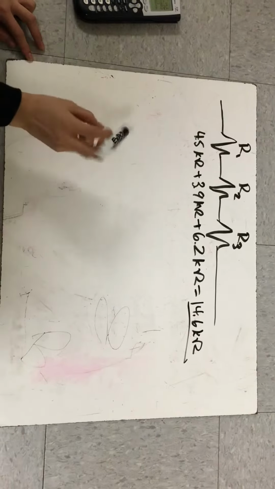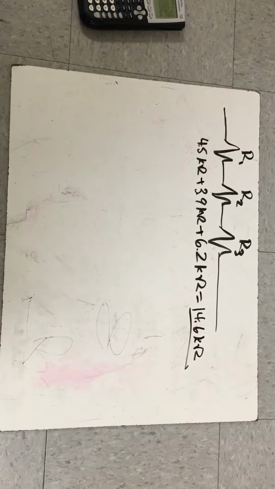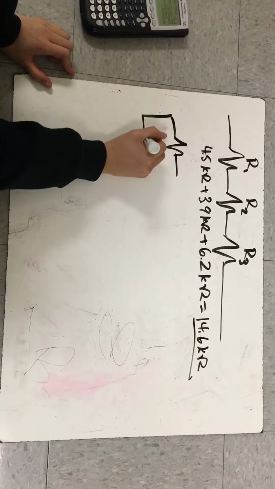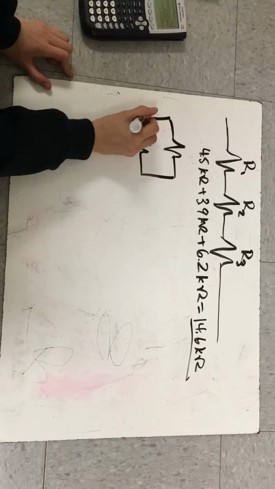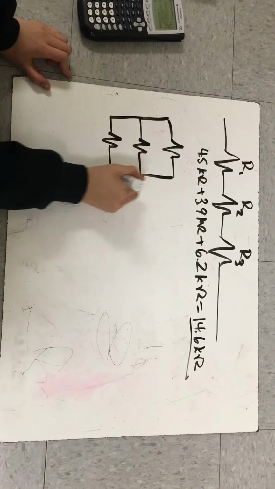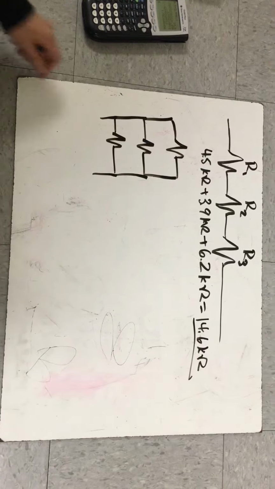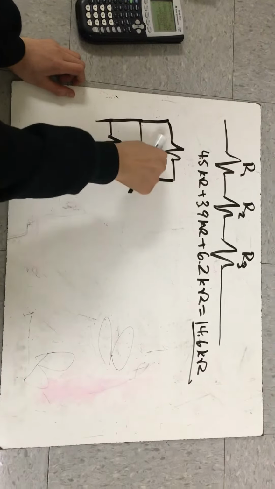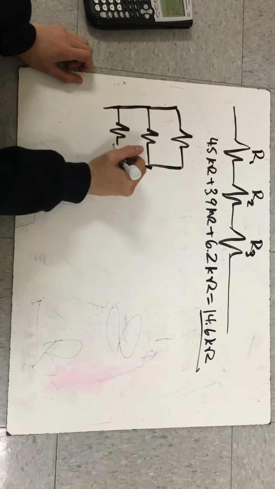So then number 2 asks, what if these resistors were connected in parallel? Well, if they were connected in parallel, the circuit probably looks something like this, where each resistor has its separate path going from the battery. And the values are still the same, so we have R1, R2, and R3.